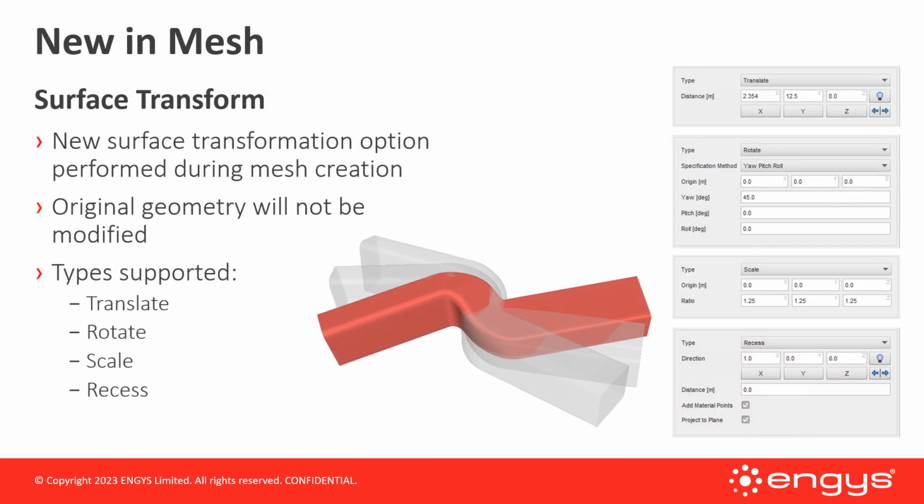In Elements version 4, a new tab named Transform was added to the Geometry Data panel to allow the user to set up surface transformations that will be created during the meshing process. This allows users to set virtual transformations that are applied in sequential order to the geometry, without changing the geometry itself. The following types of transformation are supported: translate, rotate, scale, and recess.